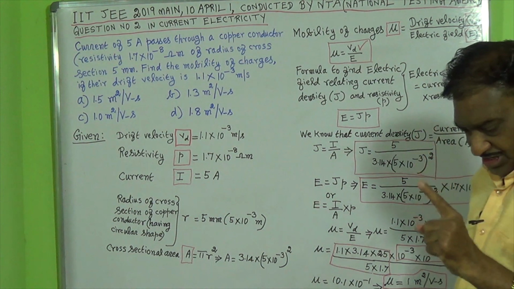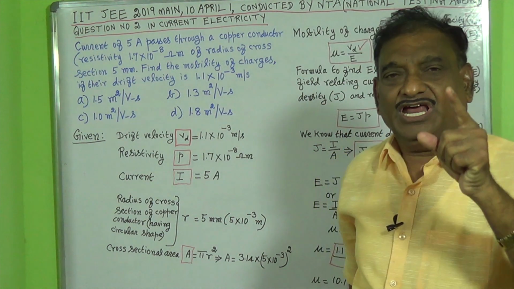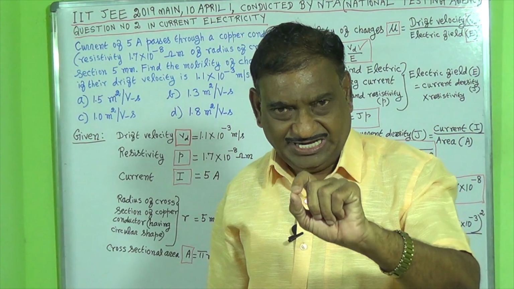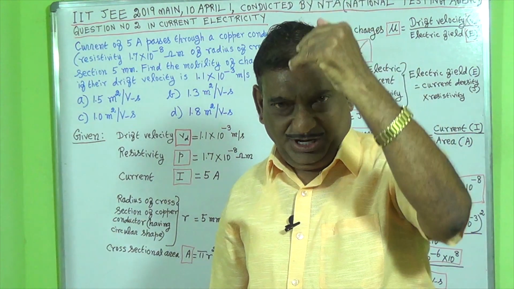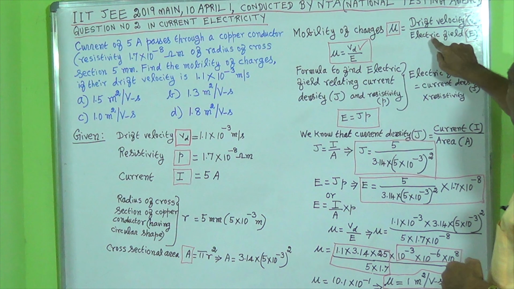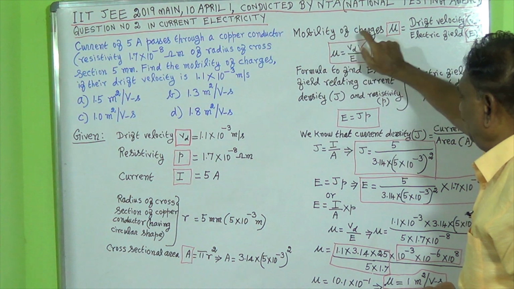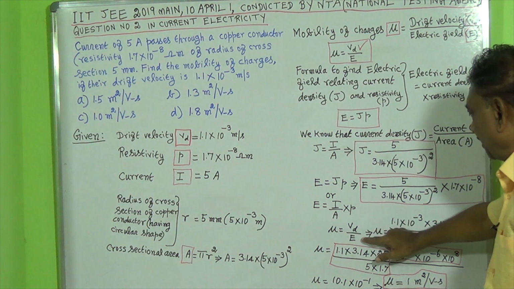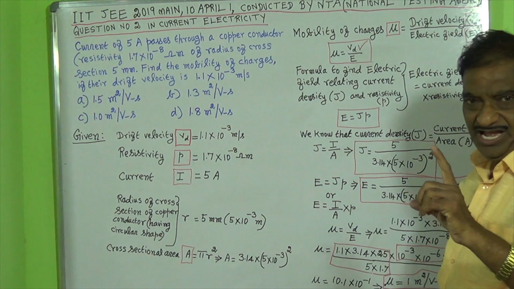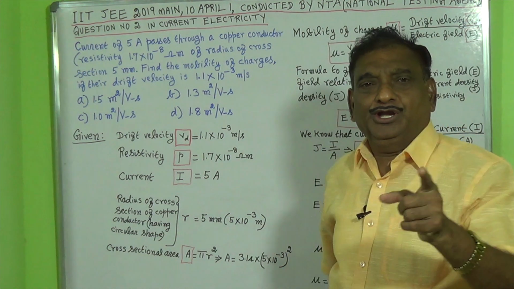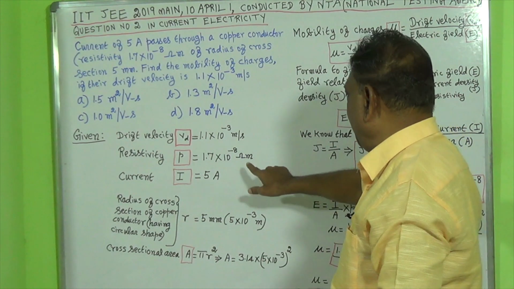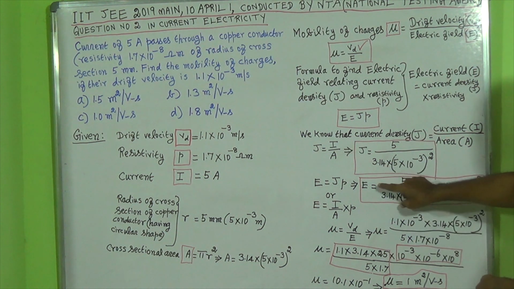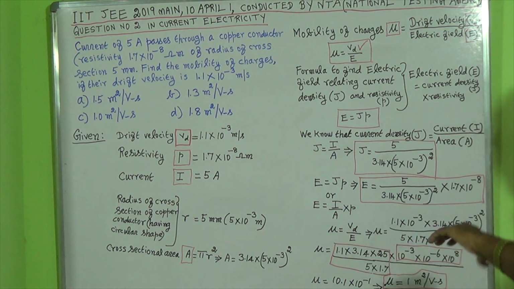Our next duty is, if we substitute this electric field in the formula of mobility of charges, that is drift velocity by electric field, we can find the mobility of the charges, that is mu. So mu equal to drift velocity by electric field. The drift velocity is given as 1.1 into 10 to the power of minus 3 meter per second. So we can substitute that data. Then we have to substitute the electric field we have determined.